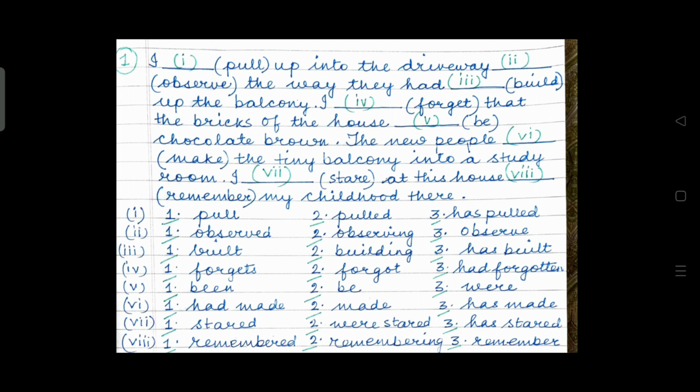The new people dash make the tiny balcony into a study room. The new people had made the tiny balcony into a study room. The options: the new people has made, plural, therefore option 3 is incorrect. The new people made or had made. So they had made because completion of one action. A long time ago, past perfect tense.